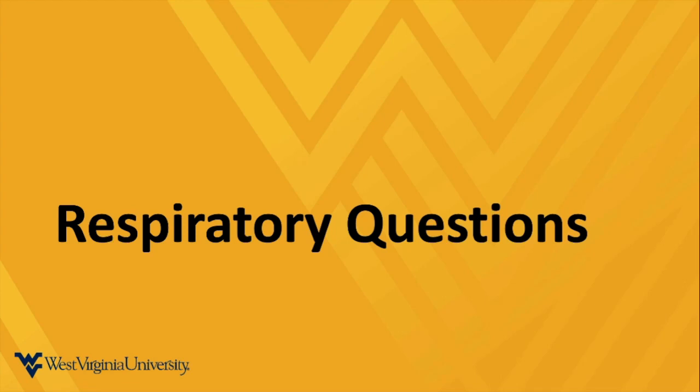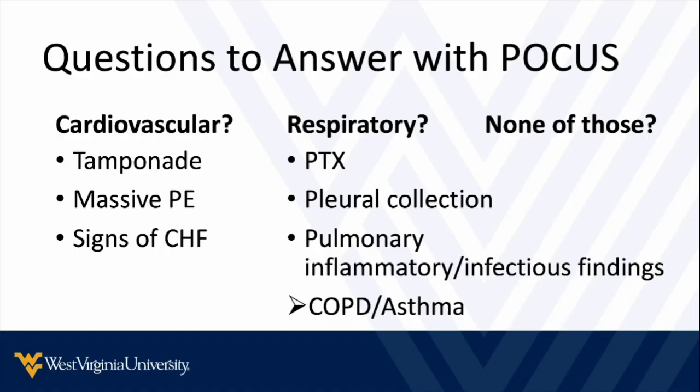So we talked about some of the cardiovascular etiologies that we're going to look for, either exclude or maybe directly diagnose with point-of-care ultrasound. Now let's talk about the respiratory questions. Say we've ruled out all the cardiovascular things, or we're thinking CHF, but we want to look at the lungs and get a little more information. So here's our list of questions.